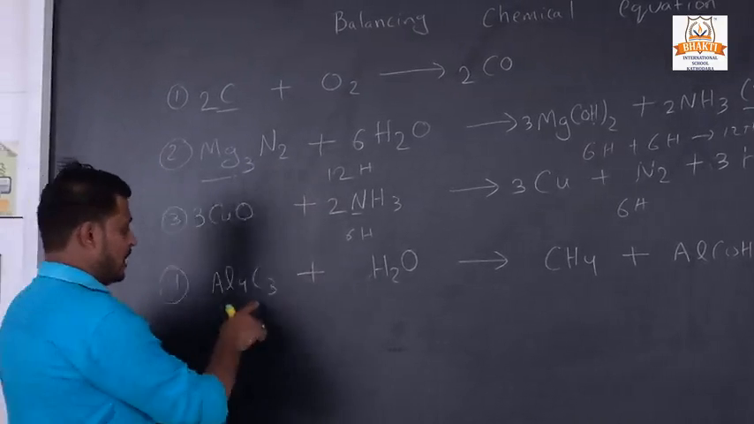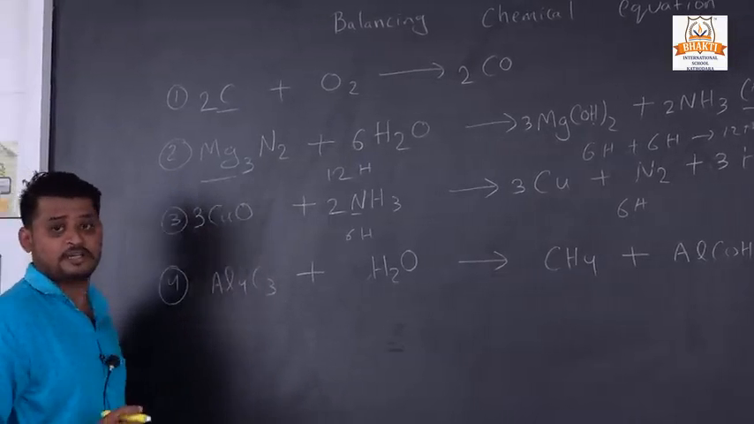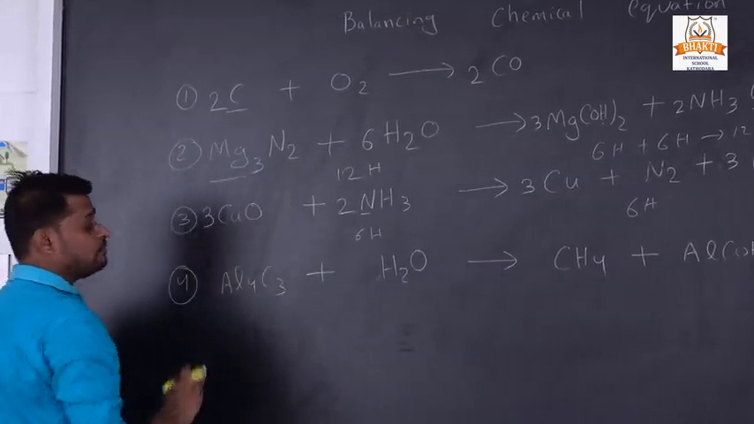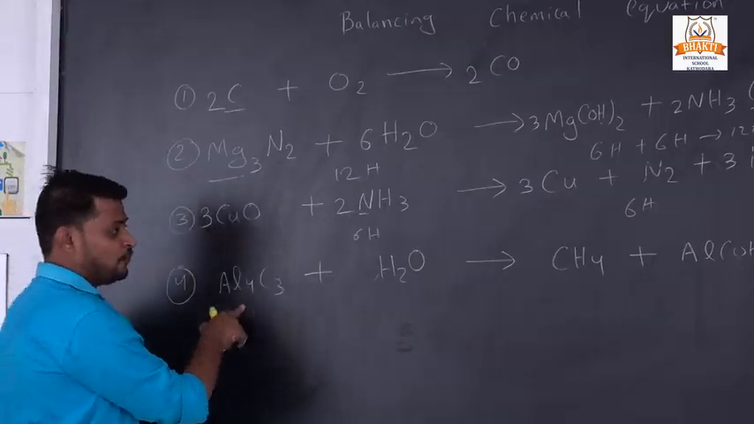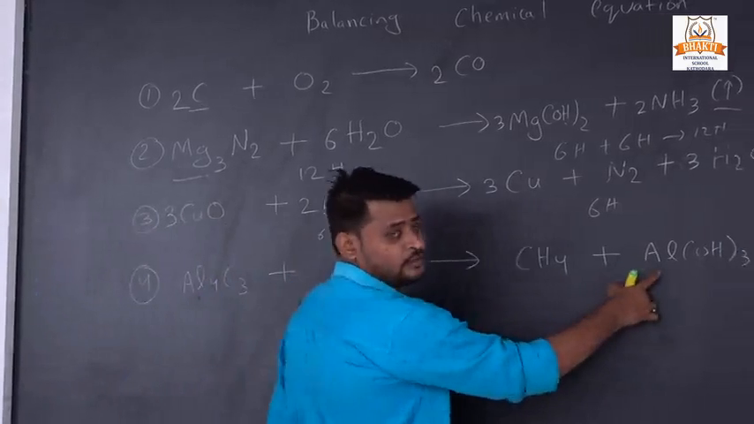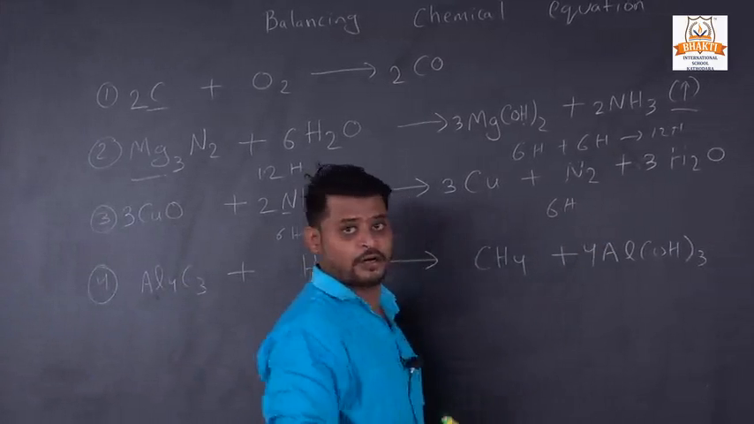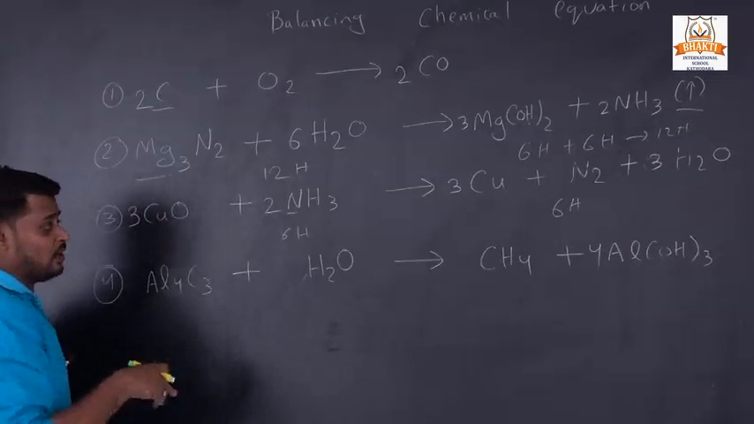aluminium and carbon. Here aluminium is our metal and carbon is non-metal. First we will balance the metal. Now aluminium, the molecules of aluminium is here 4 and here 1. So we have to multiply aluminium with 4 in the product. Now aluminium is balanced. Now we have to check our non-metal.